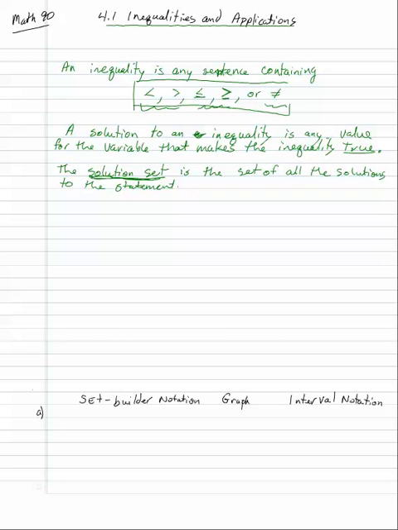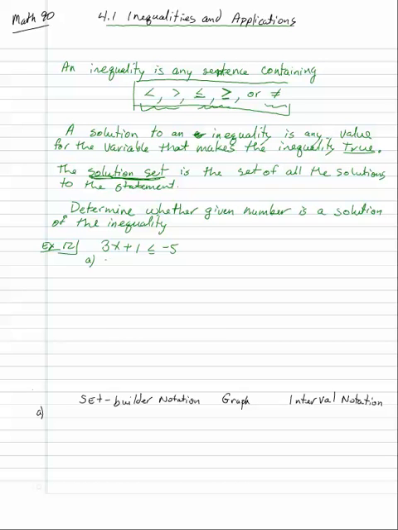Alright, so determine whether the given number is the solution to the inequality. Okay, so we'll look at number 12. 3x plus 1 is less than or equal to negative 5. So let's try negative 5. And it's just like with an equation, we plug it in and see if it's true or false, yes or no. So it's negative 15 plus 1, that's negative 14. Is that less than or equal to negative 5? The answer is yes.